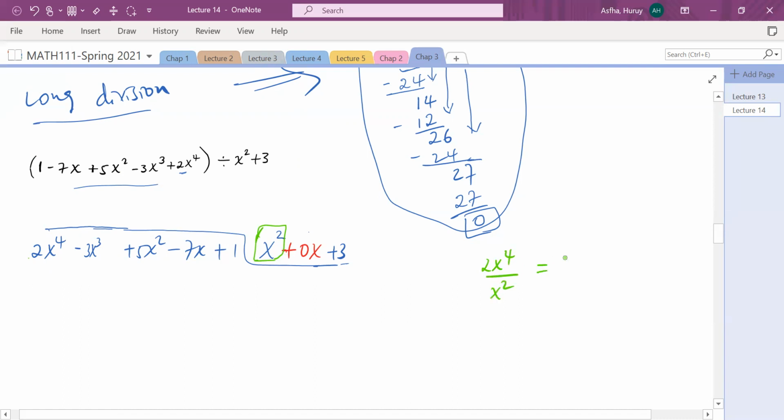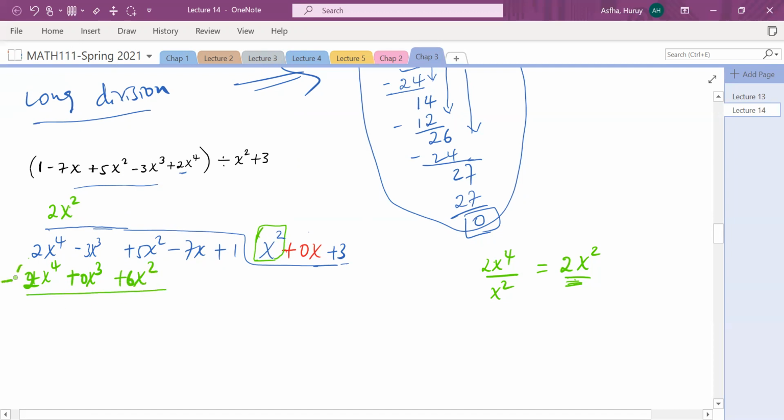If we simplify this, what do we get? This is 2x squared. So this one divided by this one simplifies to this number. Therefore, I write that number. This is the quotient when we divide this one by this. And now we multiply this by each of these. So 2x squared times x squared is 2x to the 4th. 2x squared times 0x is 0x cubed. 2x squared times 3 is 6x squared.